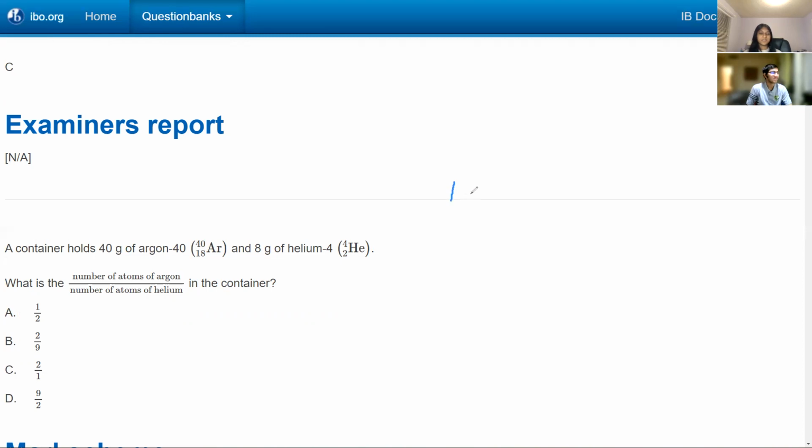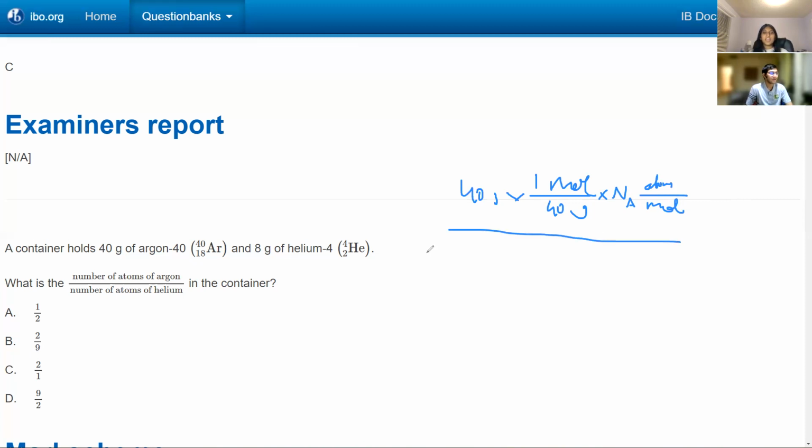Okay, so that means there's 1 mole of atoms, like 1 Avogadro's number of atoms. Yes. Right? Okay. And then it's 40 grams per mole, and then it's Na, whatever Avogadro's number is. We'll figure that out later. Avogadro's number per mole. Okay, so that's how many atoms we have. And then helium is 8 divided by 4, so it's just 2 Avogadro's numbers.